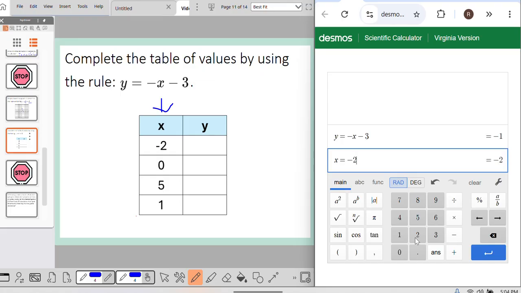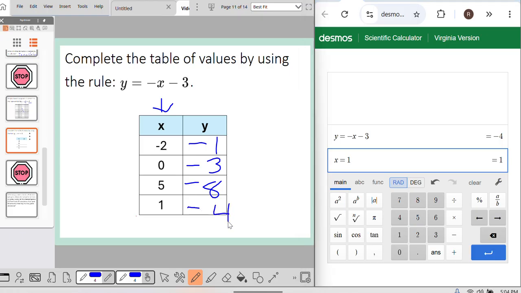And if you look at your calculator, when you give it x as negative 2, it tells you y is negative 1. So now let's try the next x value, which is 0. And it gives you a y value of negative 3. Then we're going to go to the next one, which is 5. And that gives you a y value of negative 8. And last but not least, we're going to do x equals 1, and that gives you a y value of negative 4.